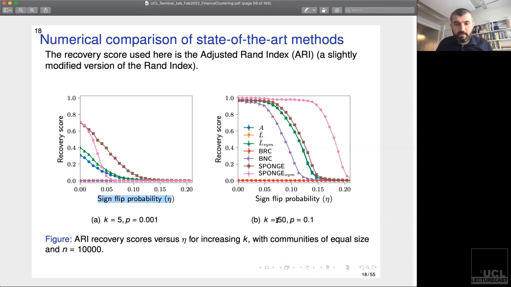And you can see that when k is very large and p is not even so sparse, then some methods completely break down. So the ones that we're proposing are SPONGE and SPONGE sim, and all the others are existing state-of-the-art methods. And you see already that SPONGE sim does quite a bit better. So it's able to recover clusters at higher levels of noise.